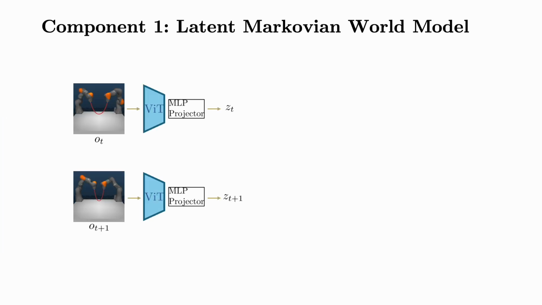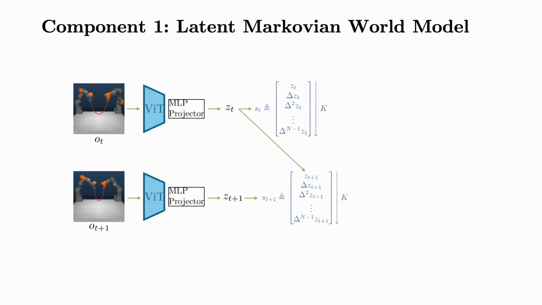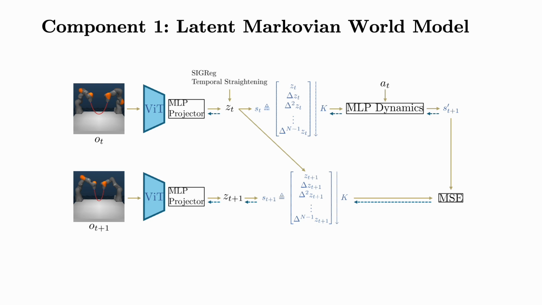First, we learn a latent Markovian world model. Images are encoded into compact latent embeddings, and we construct the model state from both the current embedding and its recent changes over time. This makes the state more Markovian. It carries motion information, not just appearance, so the next latent state can be predicted from the current state and action. An action conditioned dynamics model then predicts future latent states for gradient-based planning.